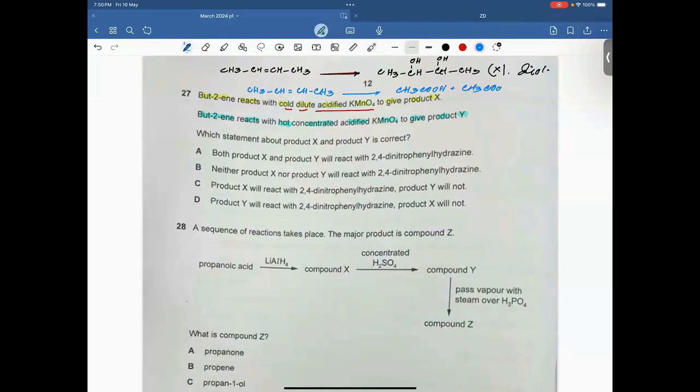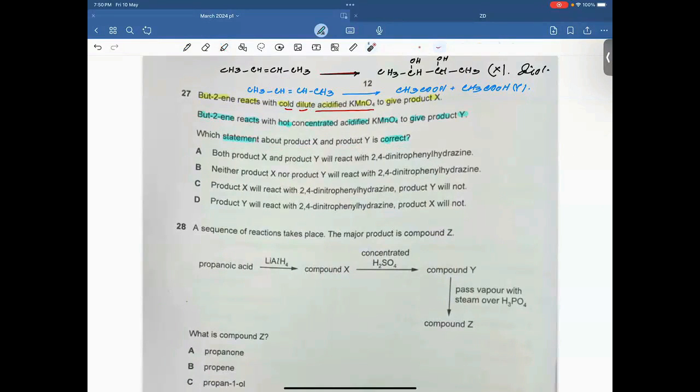And that's your product Y. And that's your carboxylic acid, okay? Option 1. Which statement about product X and product Y is correct? Correct option, okay? Which statement is correct?